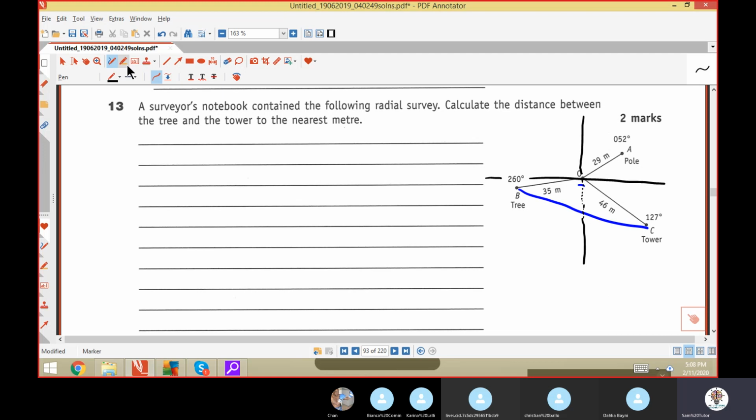What's that? Oh, that's a histogram. Type in histogram and then it'll come up. I'm trying to find the question.